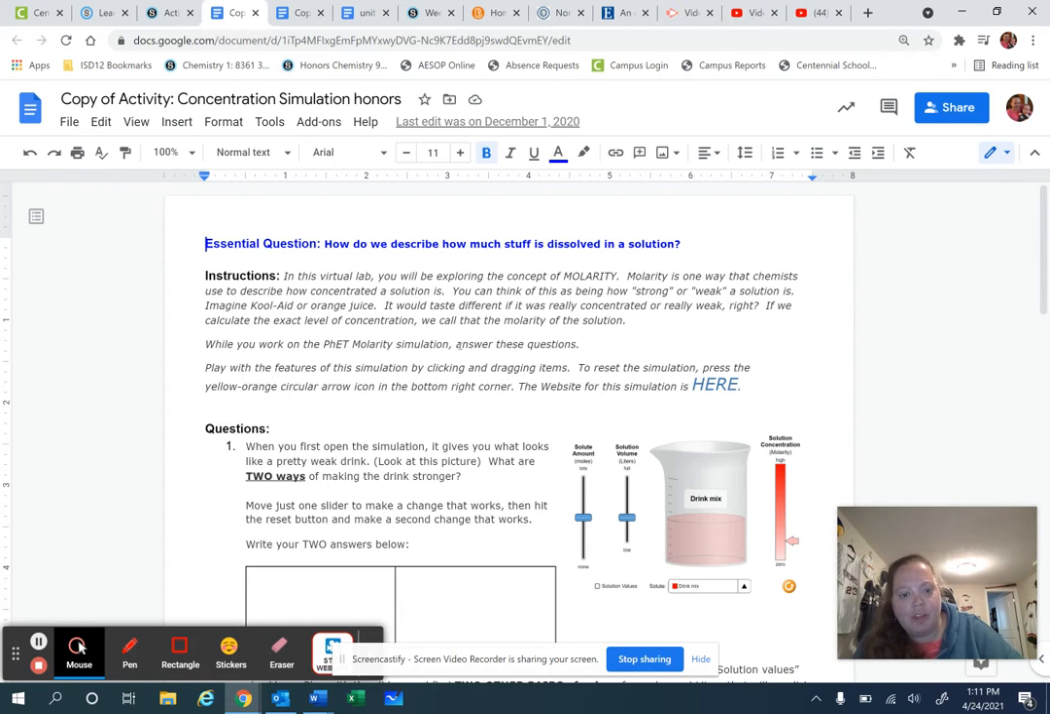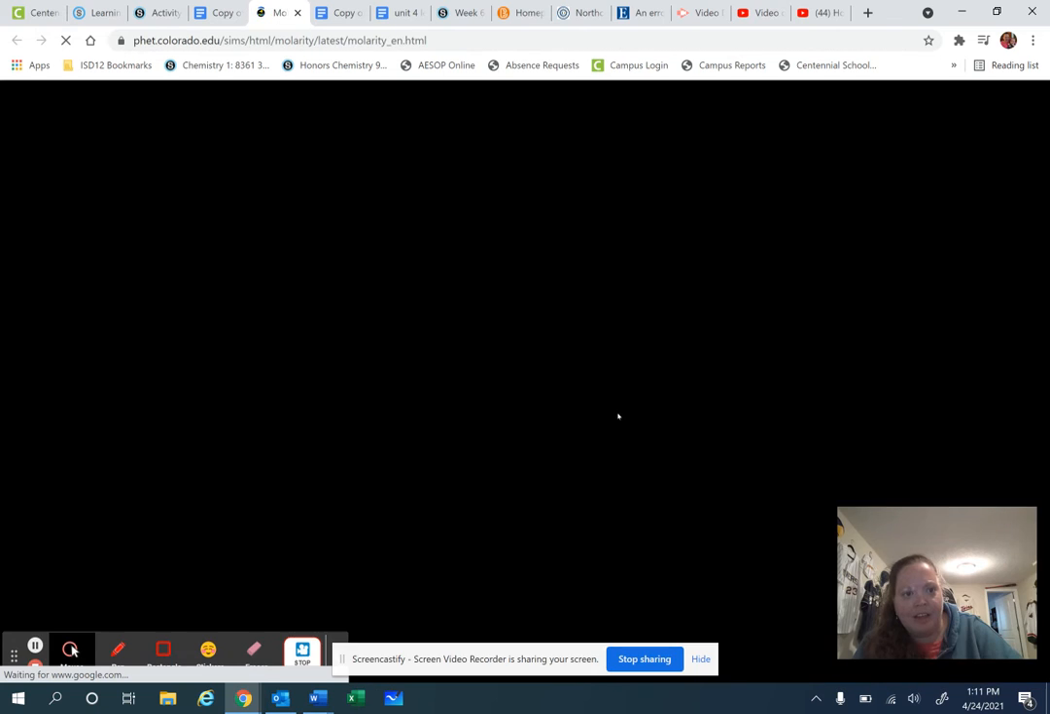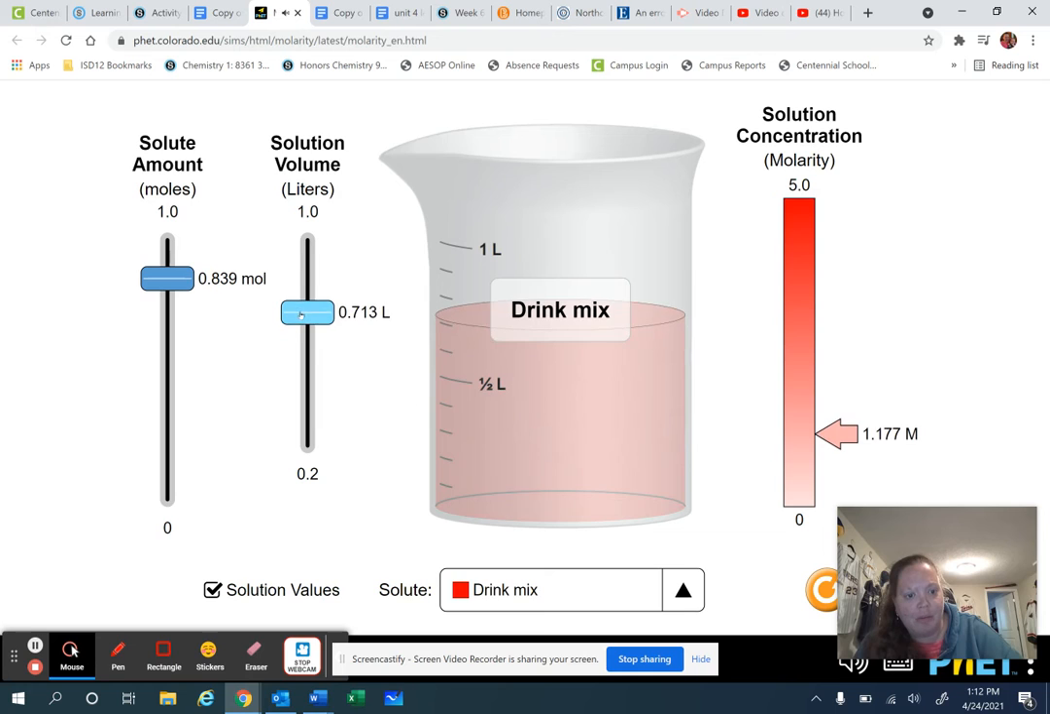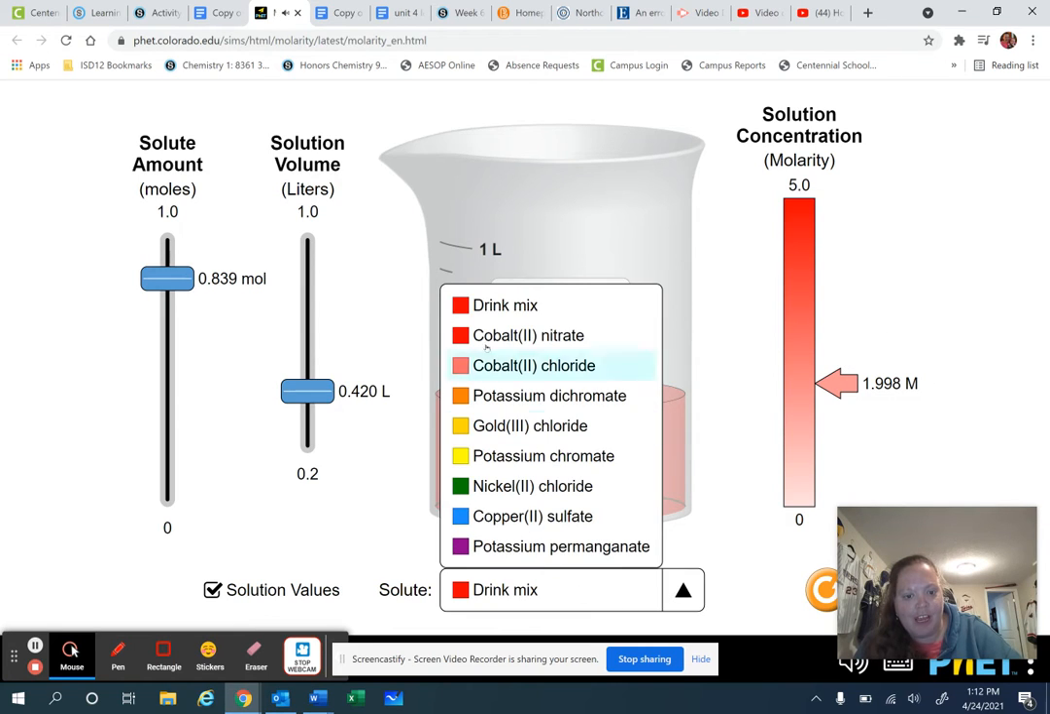You're going to use this simulation, and it says the website for the simulation is right here. You would click on that, and click on here to go to this PhET simulation. You can turn on the values down here, and you can increase or decrease how much or how little of the solvent you put in, how much water or little water, and see what that does to the value of the concentration. You can change what type of solute you put in there.